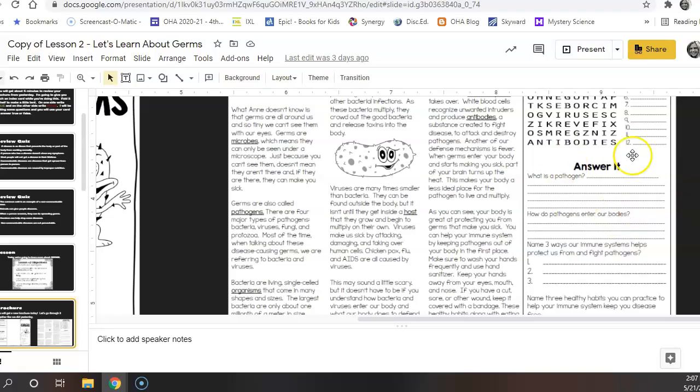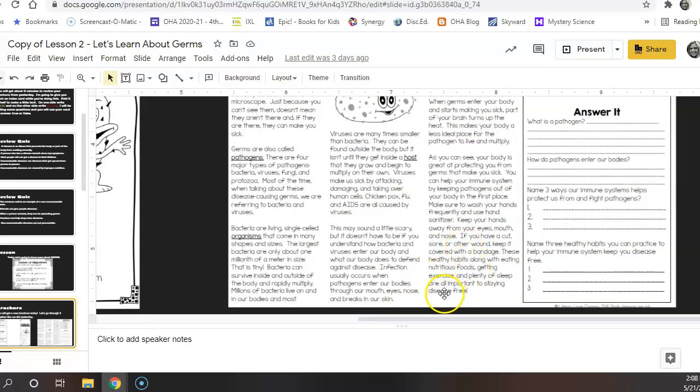All right, so here are our ending questions. What is a pathogen? Well, a pathogen is a germ. It says it right here in this paragraph. And there are 4 types of germs or pathogens: bacteria, viruses, fungi, which is fungus, and protozoa. How do pathogens enter our body? Well, they can enter through openings, like a cut in your skin, or through your mouth or your eyes or your nose.